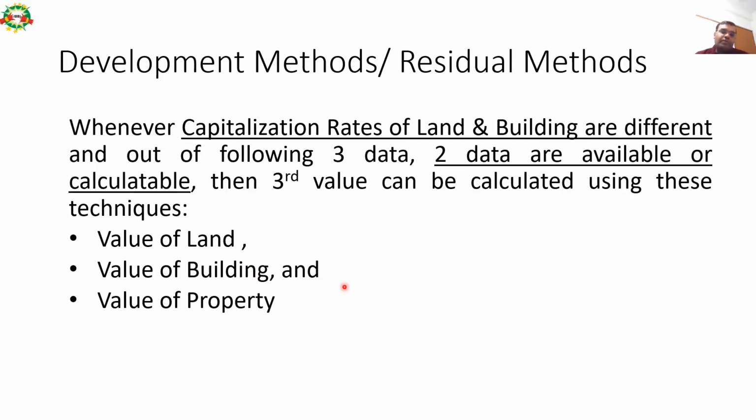So if the capitalization rates on land and building are different, number one, and if we have the value of at least two components, because basically in property valuation there are three components: number one land, number two building, and number three the total valuation of the property. If we are aware of two of these three values, then we can calculate the third value.